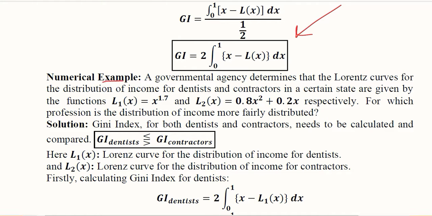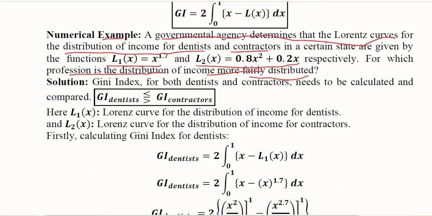The numerical example deals with a governmental agency that determines the Lorenz curve for the distribution of income for dentists and contractors. So these are the Lorenz curves that the governmental agency has determined, and now we can use these two Lorenz curves to find out whether the dentists or the contractors have more income inequality. How fair their distribution of income is, is what we will see in this economic application. So for that we can calculate the Gini index for dentists and the contractors. Let us see how we did this.